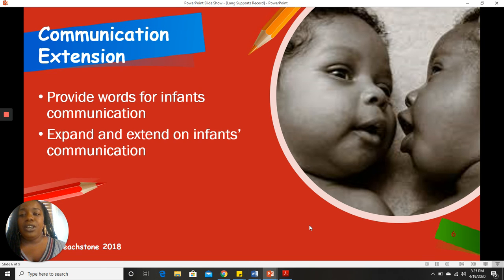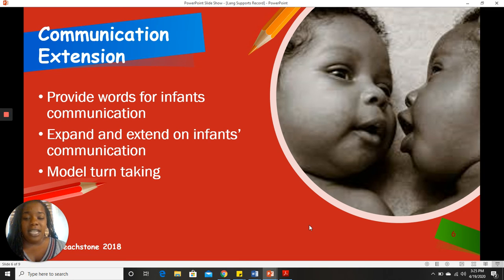Communication extension. For communication extension, you want to provide words for infants' communication. You want to expand and extend on infants' communication. You also want to model turn taking. Providing words for infants' communication is kind of similar to initiating sounds and words. You're providing the words for infants to use. They don't yet know what things are called, so you're labeling items, and you're using lots of vocabulary and lots of talking around them so they can start to make associations.